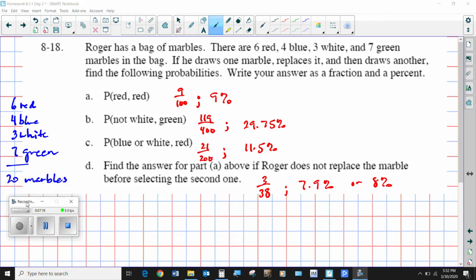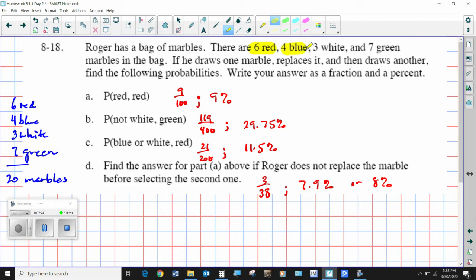And I think this is the last problem, probability problems. Let's go ahead and highlight what we got there. We've got 6 red, 4 blue, 3 white, and 7 green marbles for a total of 20 marbles in the bag. If he draws 1 marble, replaces it, and then draws another, find these probabilities. Okay, so you're going to pull out a red. And how many reds are in there? 6 reds. So that is 6 out of 20, which is the same as 3 out of 10, correct?